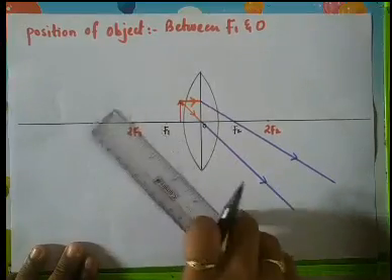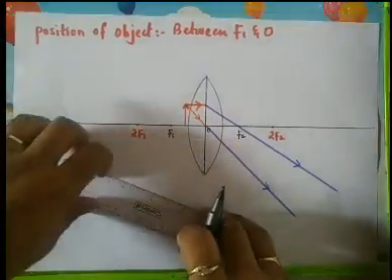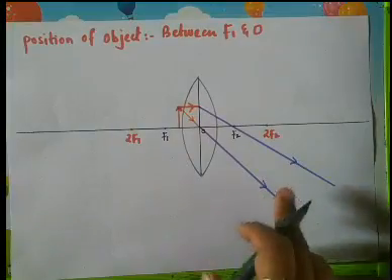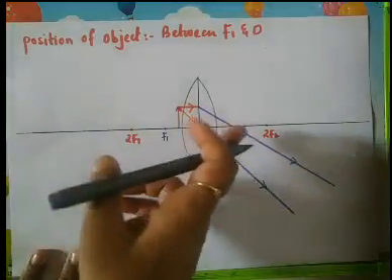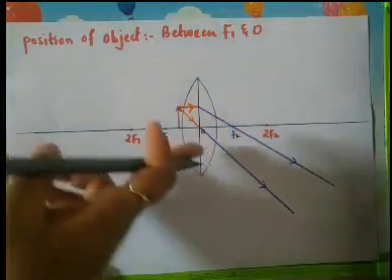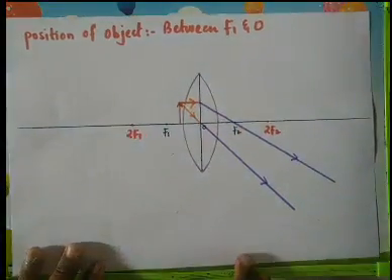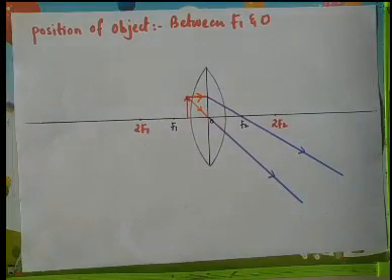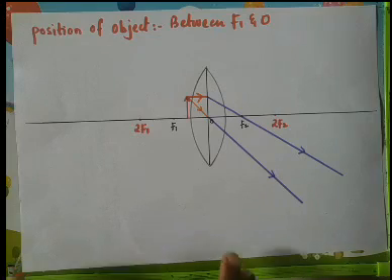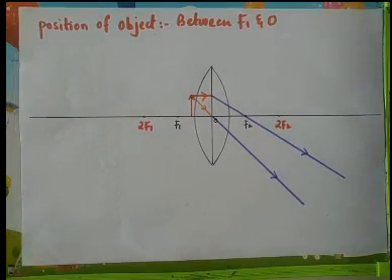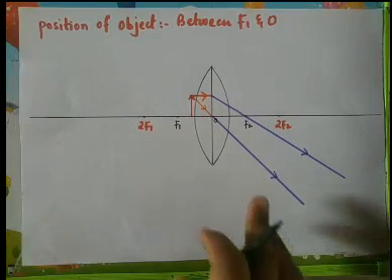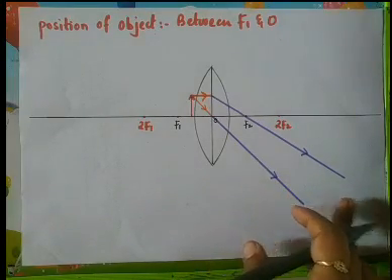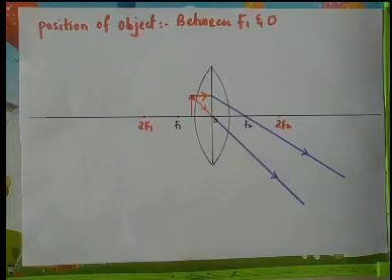Now see students, here the two rays are in opposite directions. This ray is going in this direction, this ray will go in this direction. It means even on extending these two rays, they will never intersect. So they will not form an image on this side.